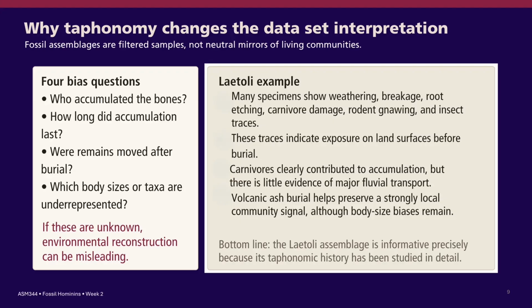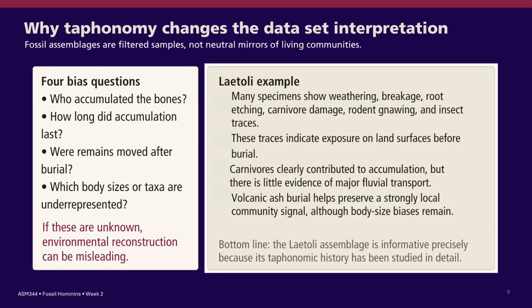Before we infer habitat from a fossil community, we need to ask how that community was filtered. Fossil assemblages are incomplete, and that incompleteness reveals a pattern. I mean to say that some animals are more likely to be preserved than others. Some body sizes are underrepresented. Some skeletal elements survive better than others. Some materials are mixed from different time intervals. Some sites include materials transported from multiple habitats.